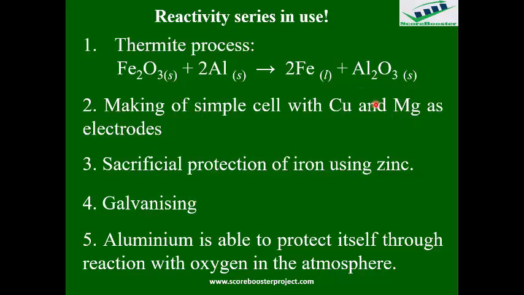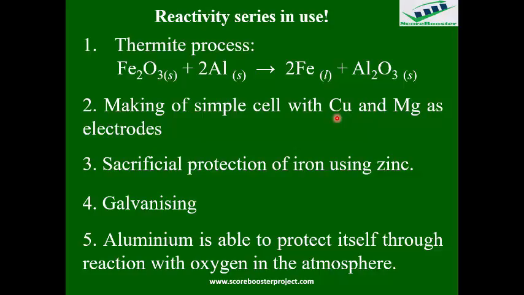So when it loses electrons, the electrons will go from here. That is the negative electrode, the anode. The electrons will go from magnesium through the wire into the copper. In that case, movement of electrons constitutes what is called electric current. That is how to use the reactivity series to construct a simple cell.